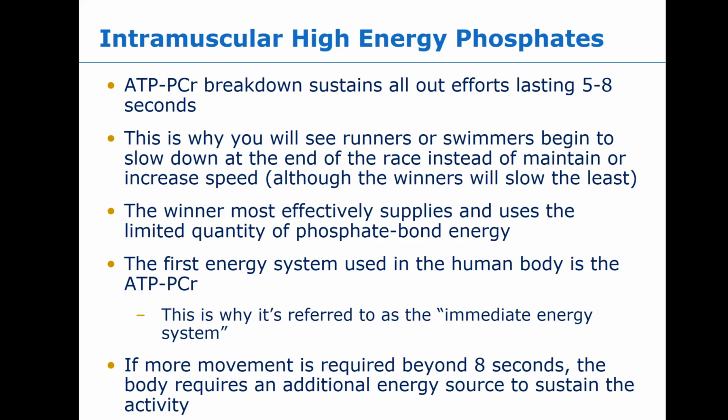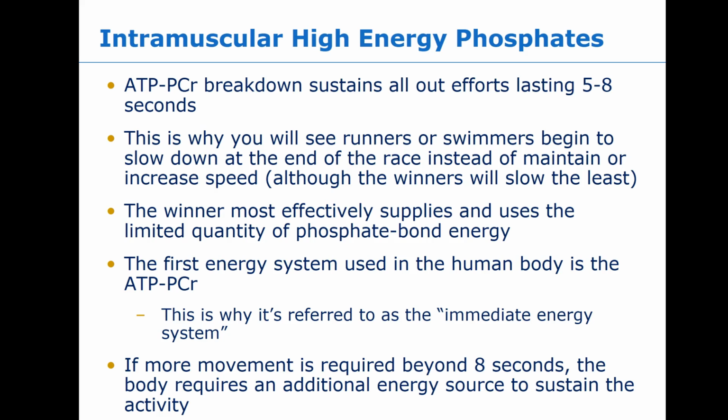So this slide goes a little bit more into the ATP-PCR breakdown. That breakdown, or that energy requirement of the body, sustains all-out efforts lasting about 5 to 8 seconds. It's a very, very short window. So when you see an Olympic sprinter, when you see an Olympic swimmer, they begin to actually slow down at the end of a race instead of maintain or even increase that speed because of the fact that their high energy ATP-PCR system is basically tapping out all of the ATP that's present.